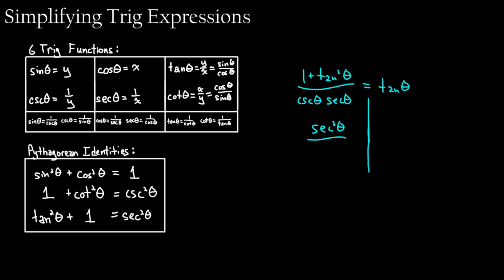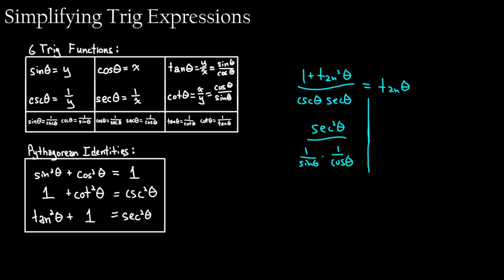Let's write this in terms of sine and cosine on the bottom. Cosecant is the reciprocal of sine, so that is 1 over the sine of theta. And secant is the reciprocal of cosine, so that is 1 over the cosine of theta. And that's really just sine times cosine.